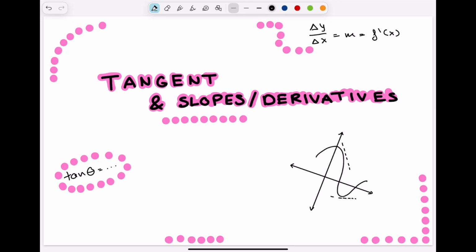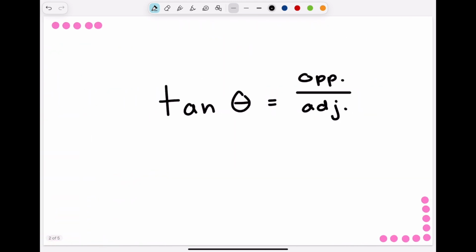Hey guys, this week's video is going to be a bit more conceptual and about deeper understanding. It's about the relationship between tangents and slopes, or derivatives, so to say. I'll be showing you how to utilize the knowledge about tangents and connect it to slopes, tangent lines, and whatnot. So first, let's just review what a tangent is.